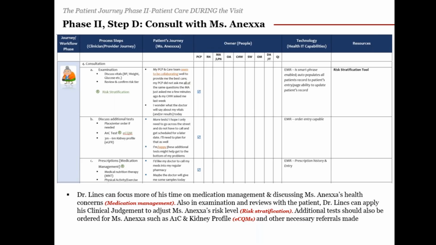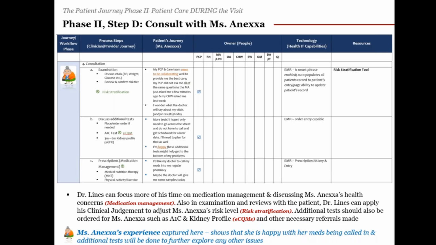So again, I want you to keep remembering that as you walk through the natural flow of your day, you are checking those boxes on those requirements. So when you pull those requirements, again, they should not look overwhelming, inundating. You should just know how it overlays with what you do and make it work for you. Her experience here is that she's happy with her meds being called in, and additional tests will be done to further explore if she has any other issues.